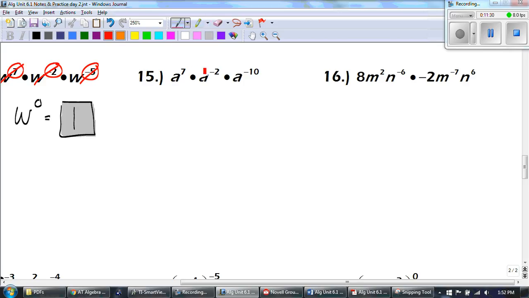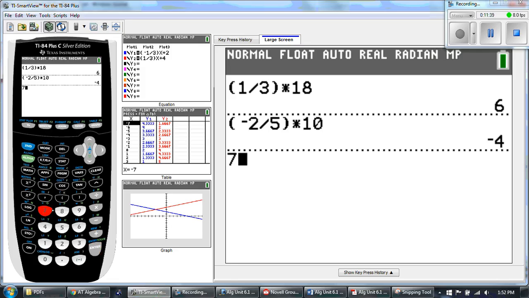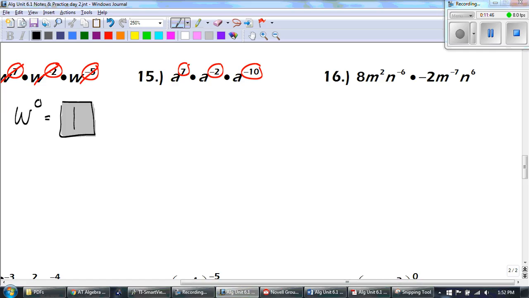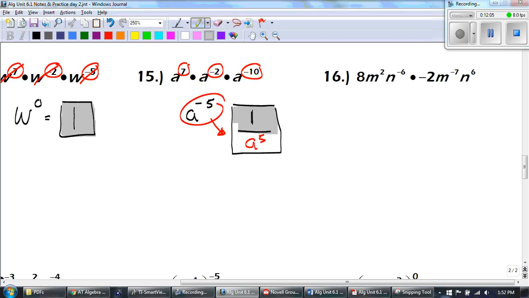Okay. So I have all the same base, so I can add those together. And remember, if you have trouble with all of that, just do 7 minus 2 minus 10, and we get -5. Okay? So this is a to the -5th. My exponent's negative. I'm going to drop it like it's hot. So if I'm dropping it down, I have to have a 1 on the top, and then a to the 5th on the bottom. As soon as I drop it down, it turns positive.